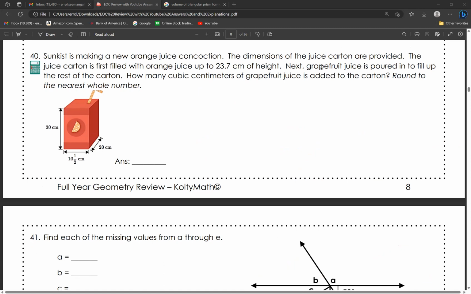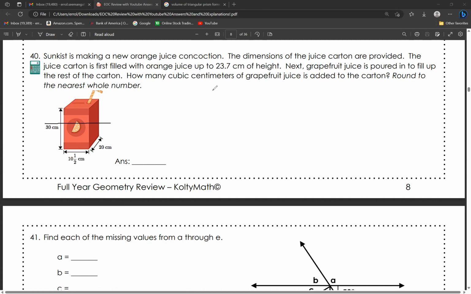The juice carton is first filled with orange juice up to 23.7 height. So they're filling the juice up to like this much height first. Next, grape juice is poured in to fill up the rest of the carton. How many cubic centimeters of grape juice is added to the carton? Round to the nearest whole number.